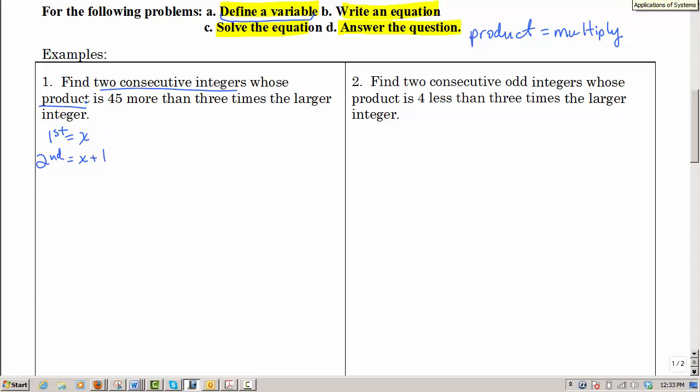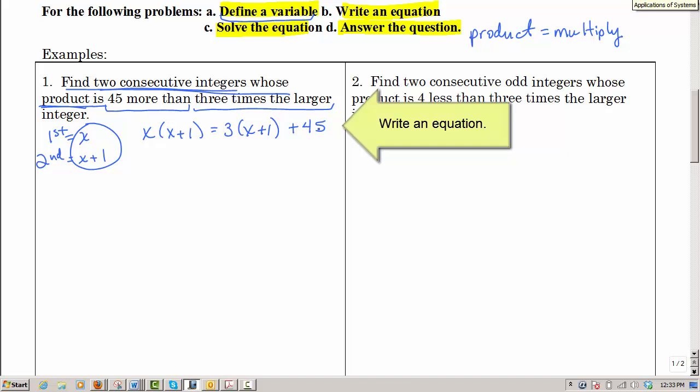Now we're going to write that equation. Find two consecutive integers whose product, that means I'm going to multiply those two things together. Is means equals. 45 more than, that means I'm going to add 45 to 3 times the larger integer. Well, which one's the larger one? Yeah, x plus 1. So 3 times the larger one plus 45. Translating those words to mathematical symbols, I've written an equation.